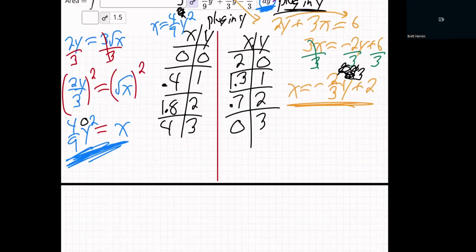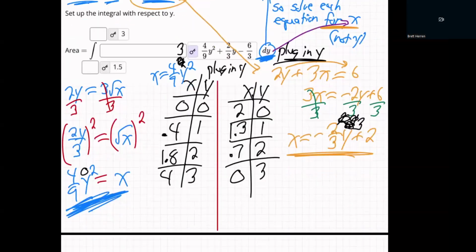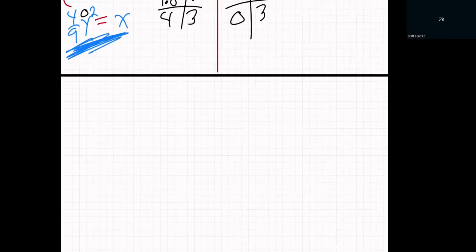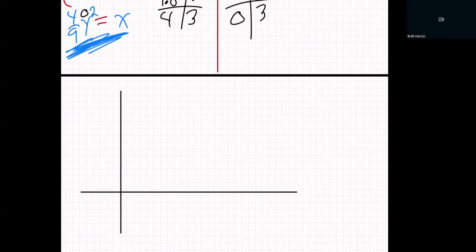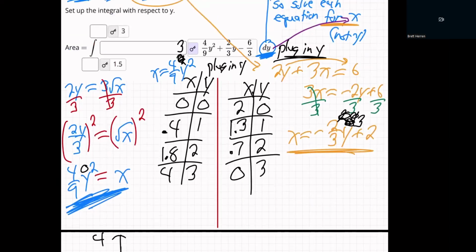Now use those to make a little graph. You really have to graph. That's where this gets kind of not easy. So I'm going to make a graph here, and I'm going to go up to 3. You can go to 4 if you want. Let's do this first equation first.